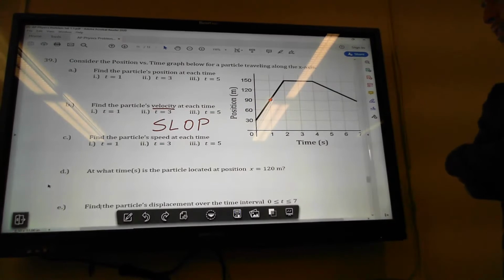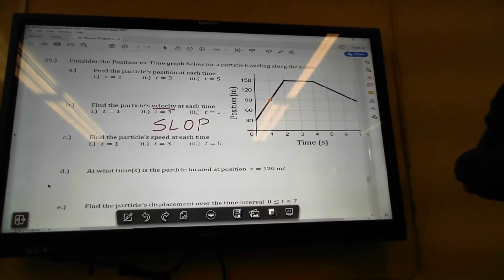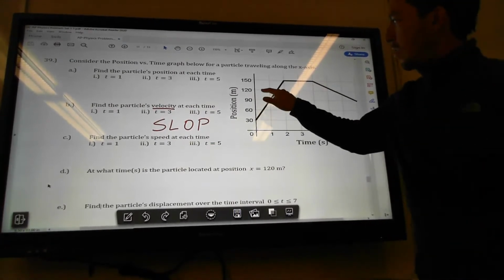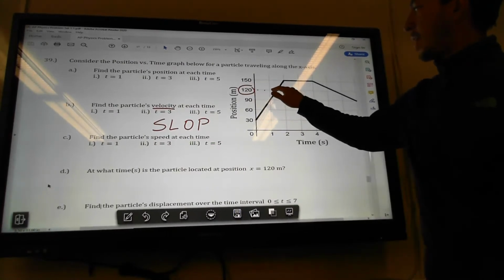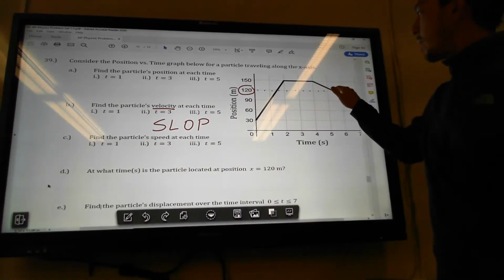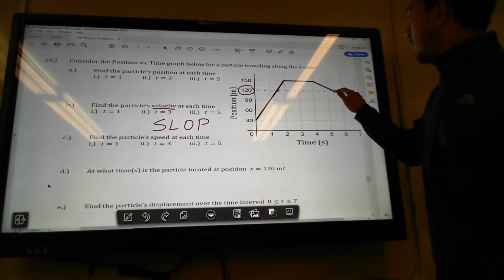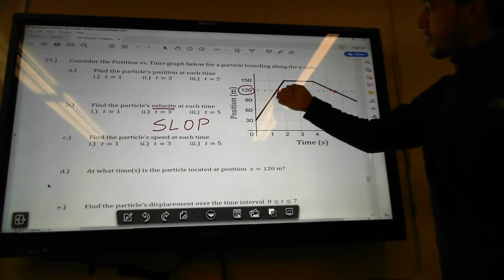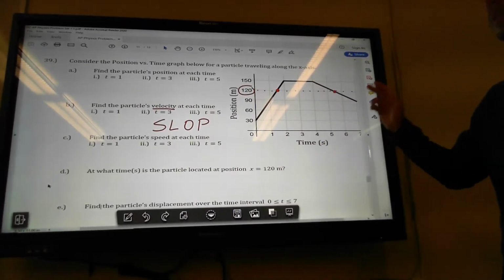How do you answer a question like D? At what time or times is the particle located at position 120? How do you figure that out? Go up to 120, and then go across. Maybe visualize this line across and say, at what times did we actually hit that position? Go down. You can tell because of the slopes that it's going to be exactly halfway between 1 and 2, so 1.5, and 5.5.